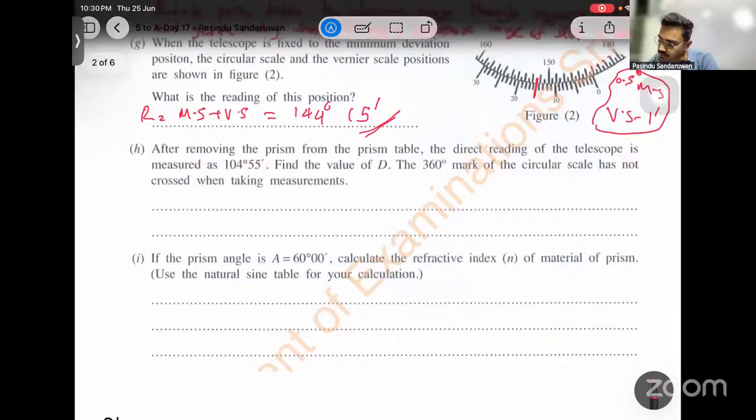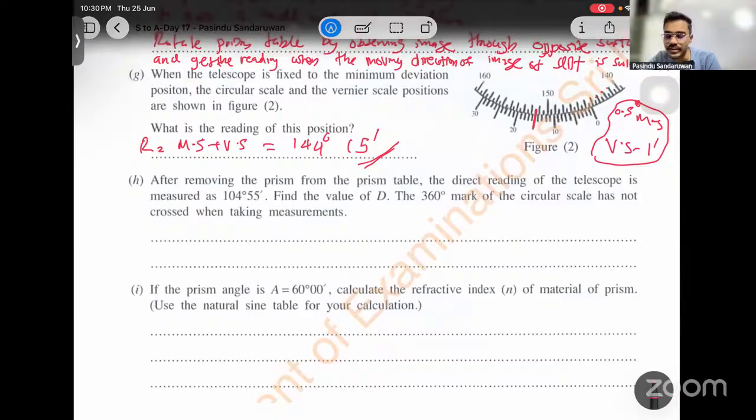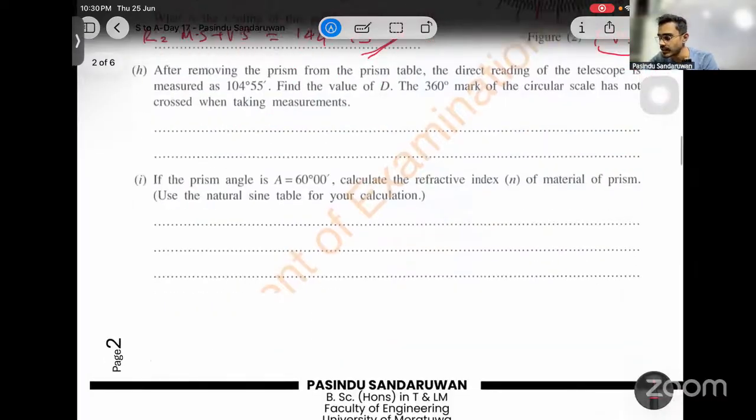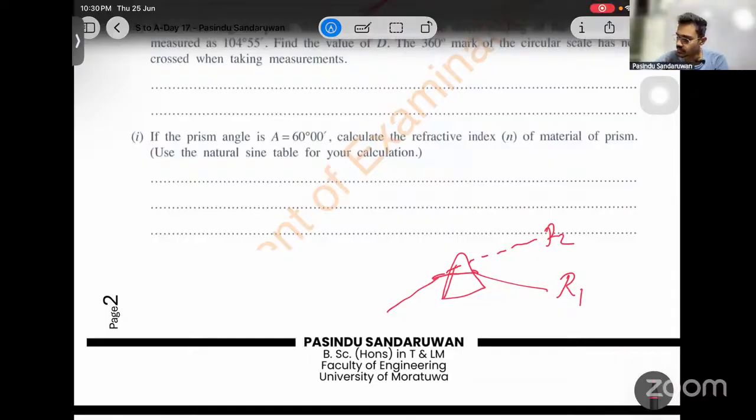After removing the prism from the prism table, the direct reading of the telescope is measured as 104 degrees 55 minutes. What is done here is this: if this is the prism, one reading is taken at the minimum deviation, say R1, and the other reading is taken after removing the prism. The difference between these two measures the angle of deviation. The difference between these two is the minimum deviation.